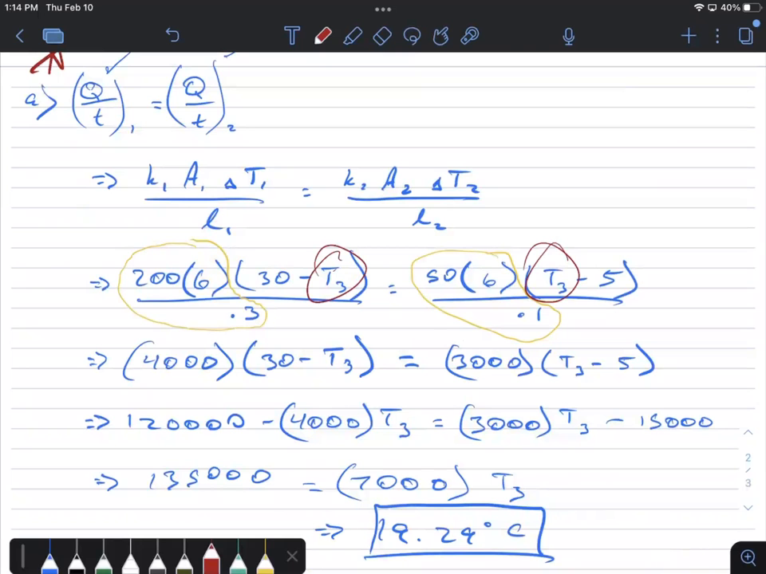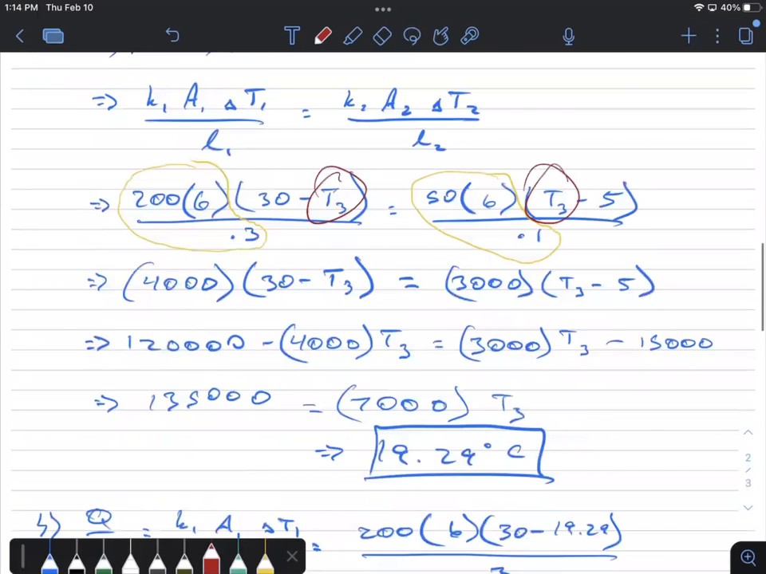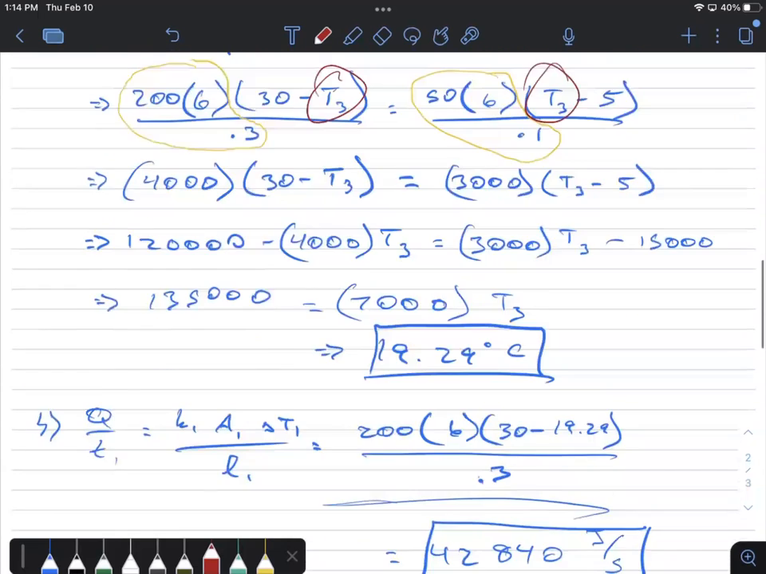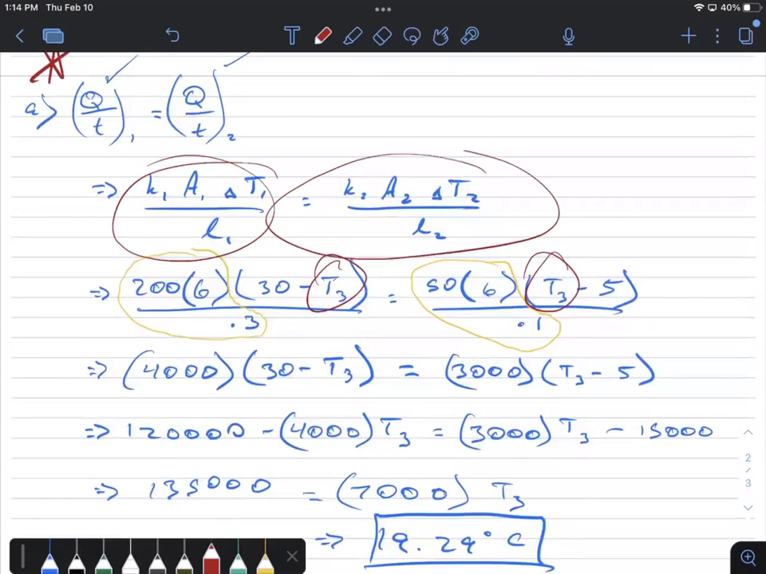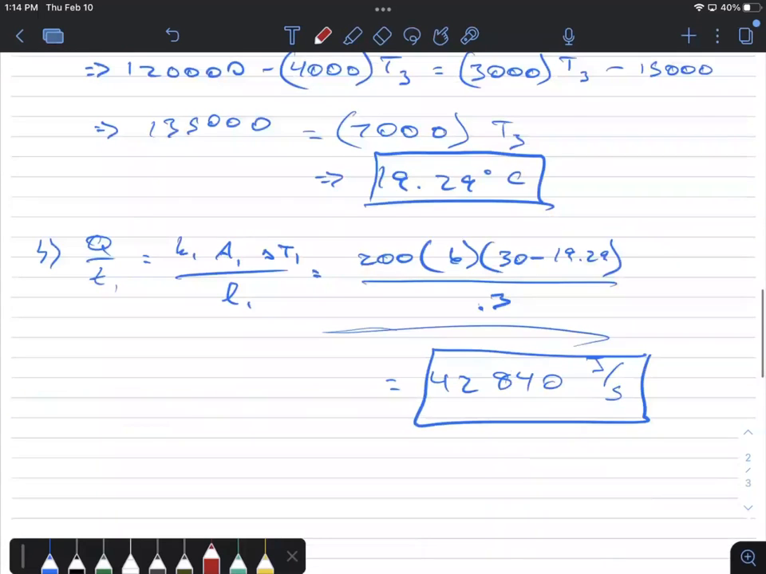Now I know what T3 is. Now that I know that, I choose either one of these layers, either the first one or the second one, doesn't matter which I choose. But now that I know what T3 is, I can plug the number in, and now I have an equation to find Q over T, which solves my problem. So part A is not really all that interesting. It's just the first step to get the answer.